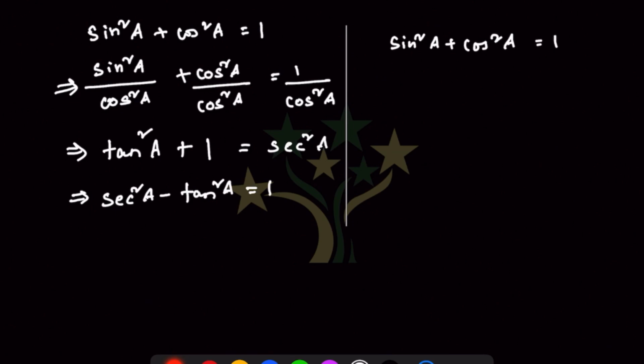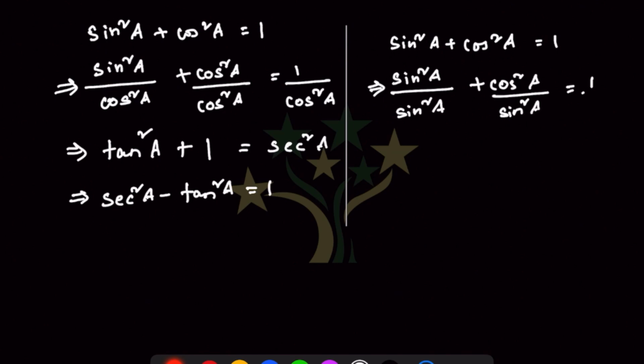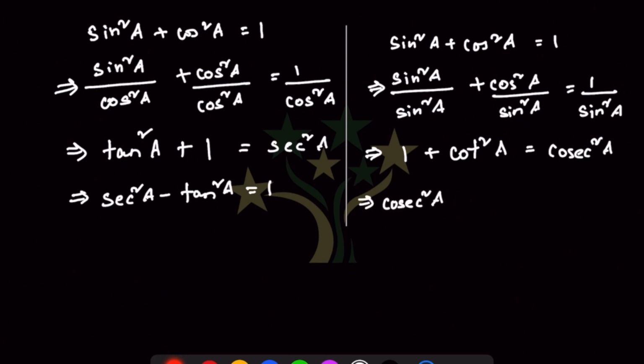Now let's use the same sine square a plus cos square a is equal to 1. Now let's divide this whole equation by sine square a. So sine square a by sine square a plus cos square a by sine square a is equal to 1 by sine square a. So the first term is 1. What is cos by sine? It is cot. And what is 1 by sine? It is cosec. So this gives us our third identity, which is cosec square a minus cot square a is equal to 1.